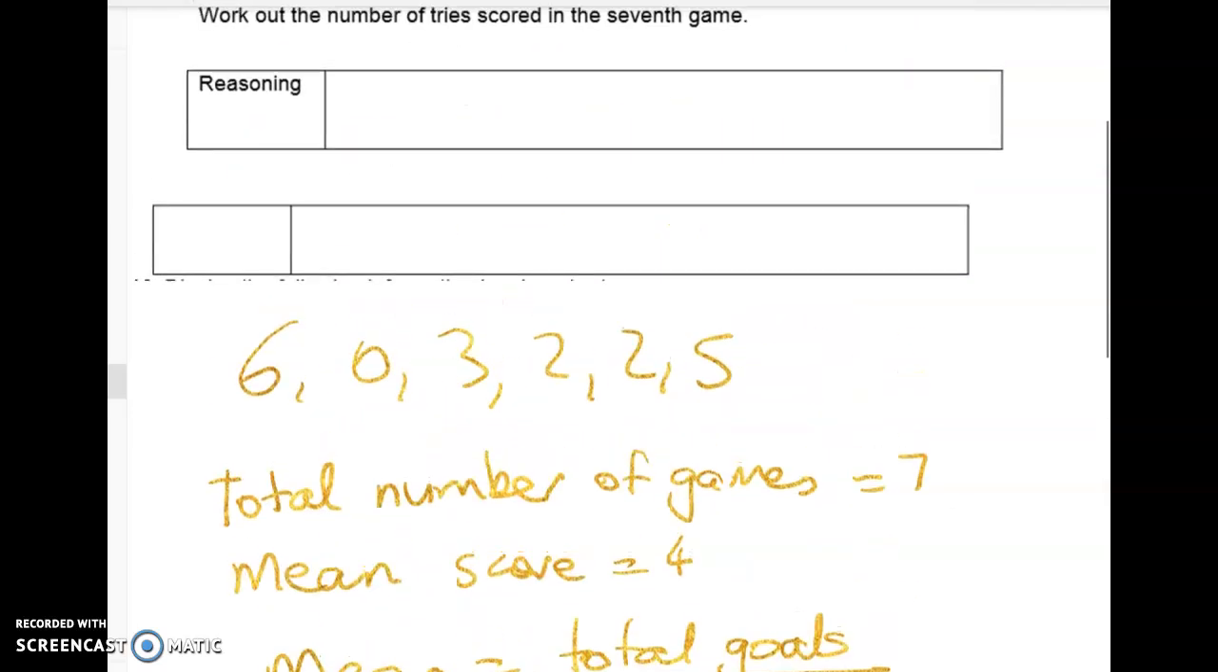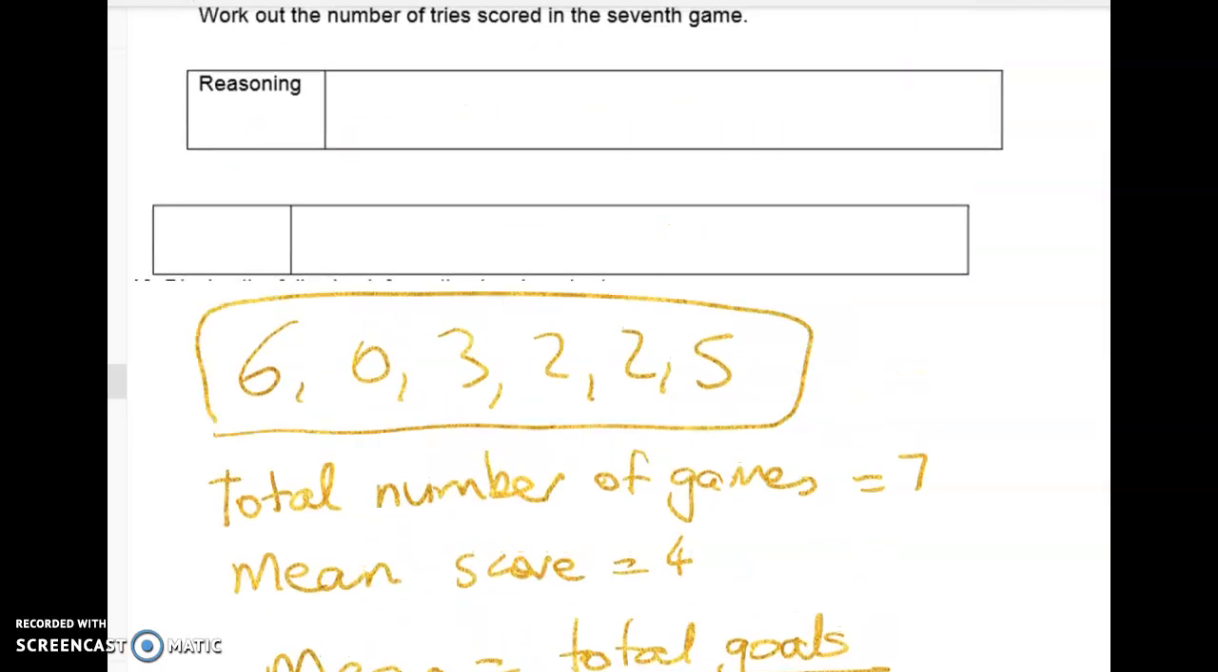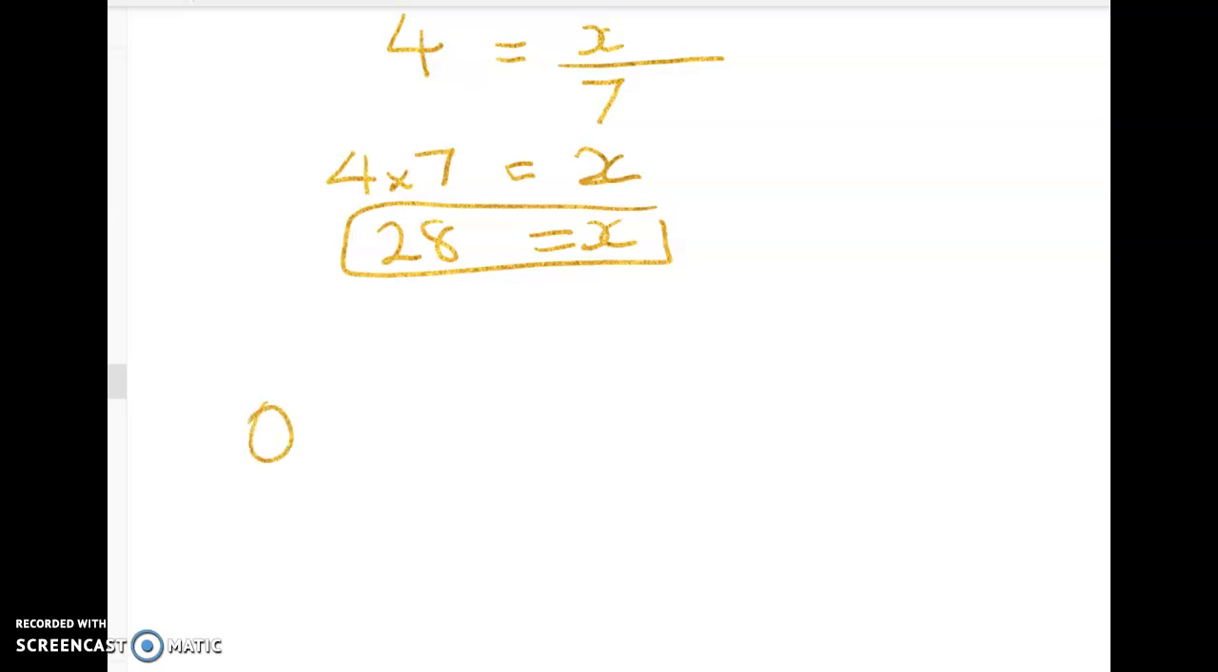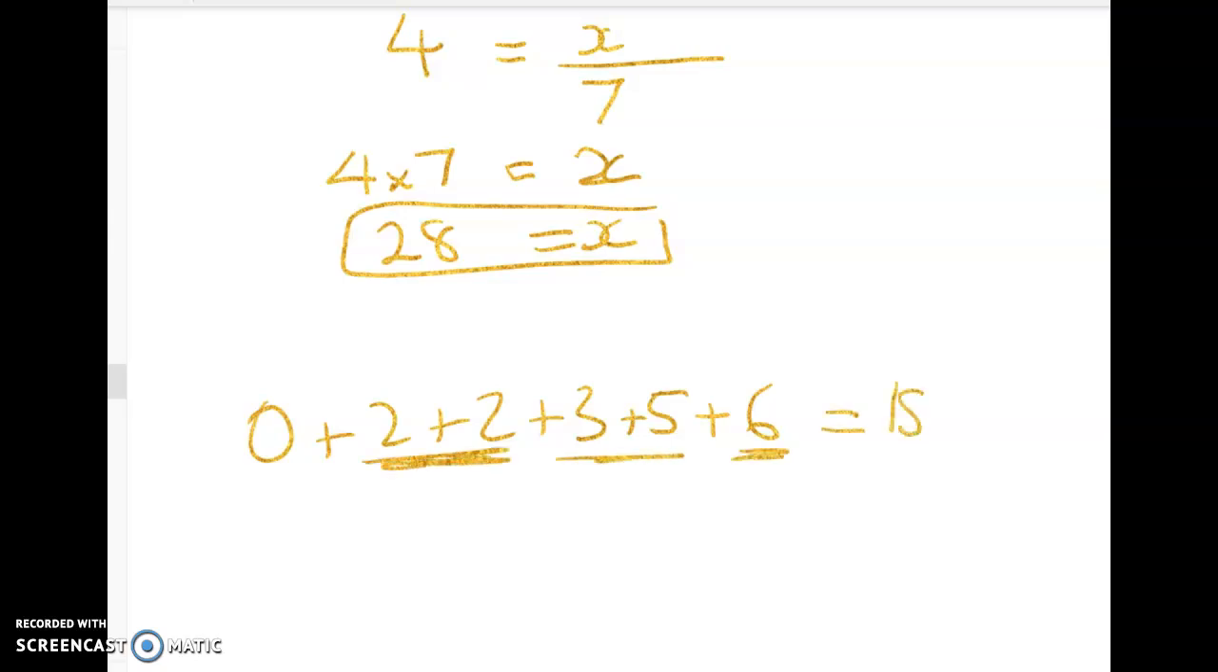All I have to do is go back in here and look at how many goals they've scored in the first 6 games, right? So they had 0 plus 2 plus 2 plus 3 plus 5 plus 6. So adding those up, we get 4, and 6 is 10. So that's 18. So they must have scored, sorry, it's not goals, it's tries. We're talking about rugby. 10 tries in the 7th game.